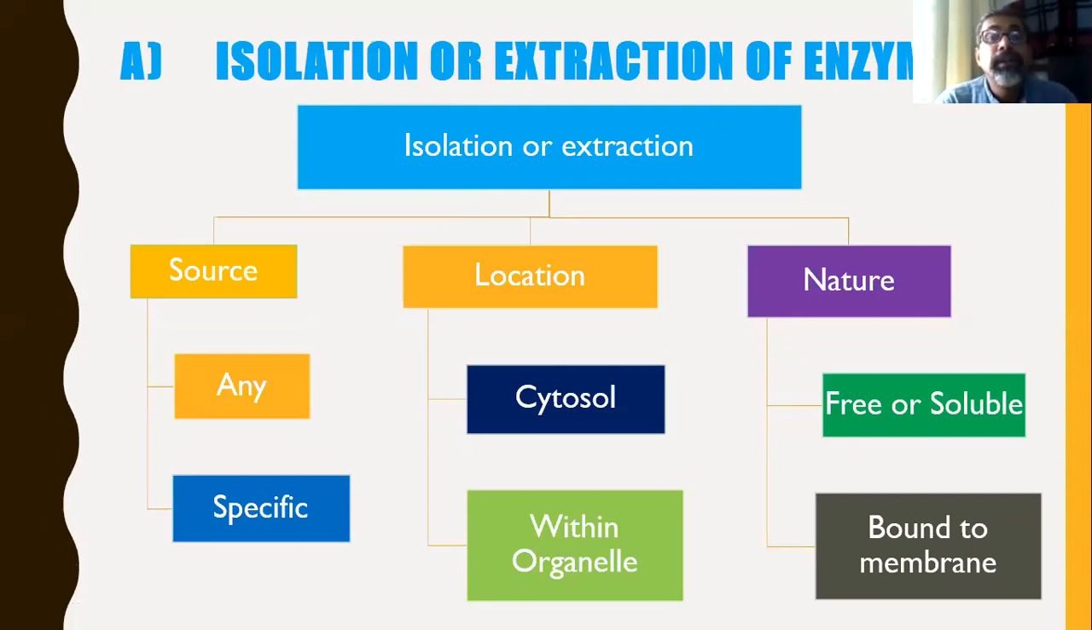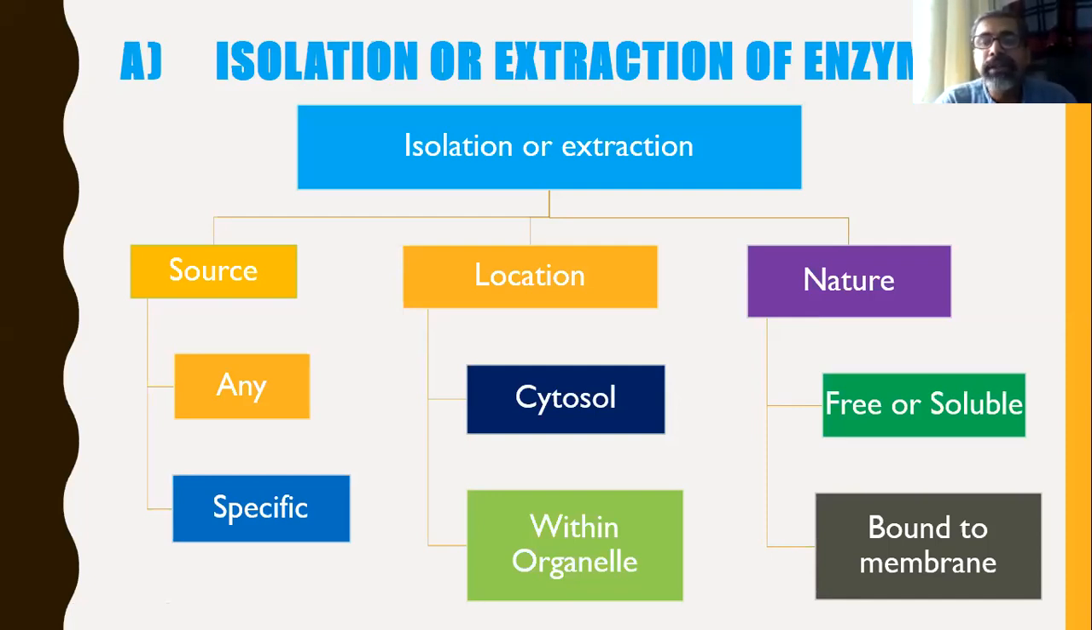Now, the next part for isolation, or what you are supposed to know, is its localization. Where is it located? Is it located in the cytosol, or what you call the cytoplasm, or is it located within the cell organelle? Now, when you consider isolation, it will also depend upon the nature. When you talk about the nature, you talk about whether the enzyme is free, that is soluble, or it is bound to membrane.